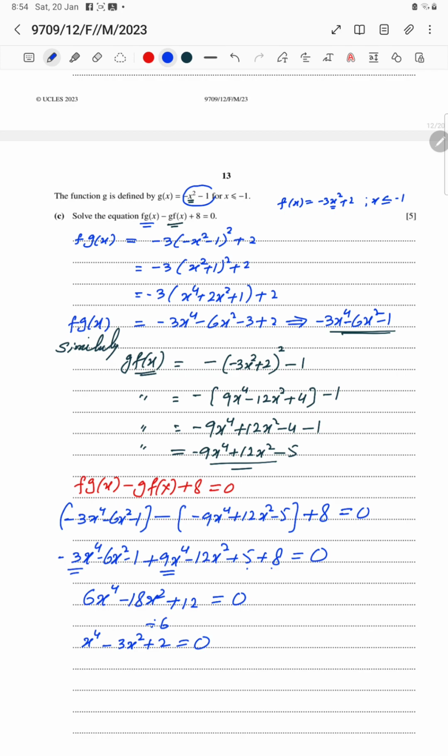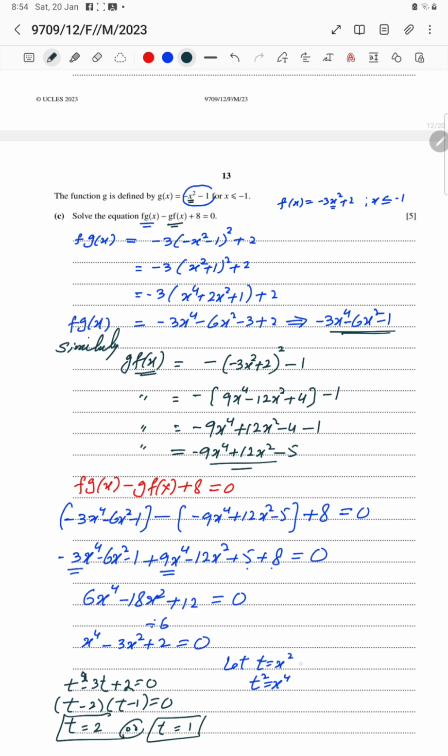This is again a case reducible to a quadratic. So let t equal x square, so t square will be x^4. So we solve t square minus 3t plus 2 equal to 0. The factors of this will be (t minus 2)(t minus 1) equal to 0. So t equals 2 or t equals 1. These are two values of t. So resubstitute it.